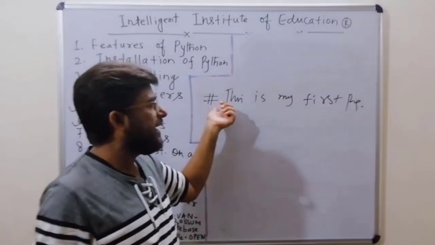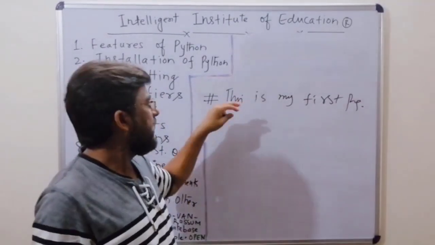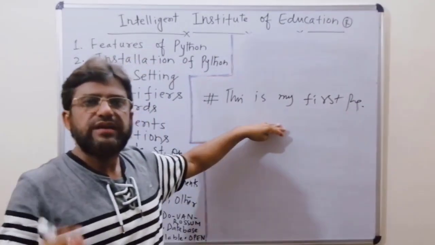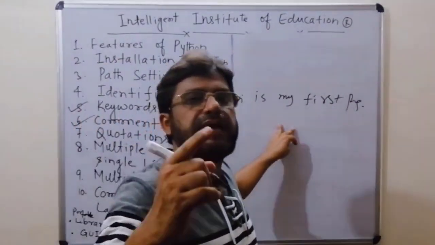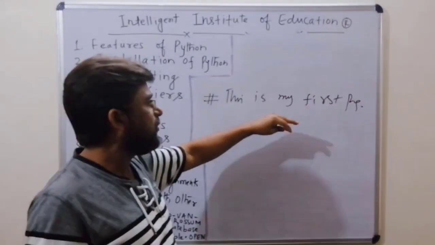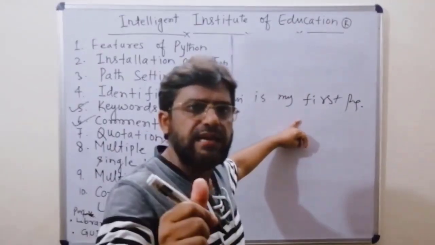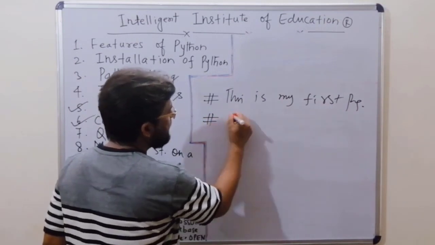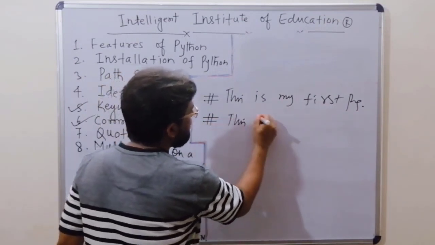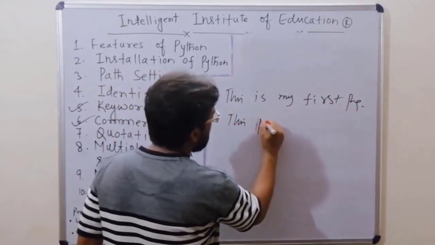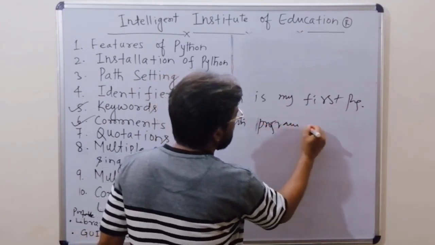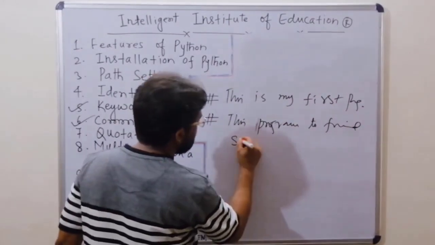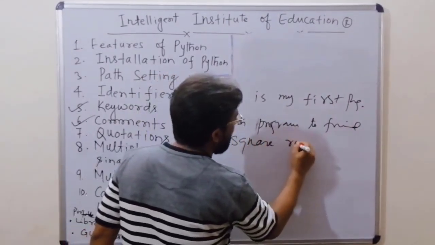Basically in Python we have single line comments. In Python we don't have multiple line comments. It means that if we have multiple lines, we again have to use the hash symbol, this program to find a square root.